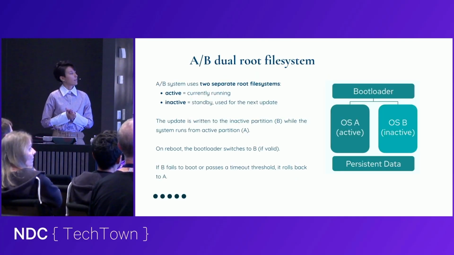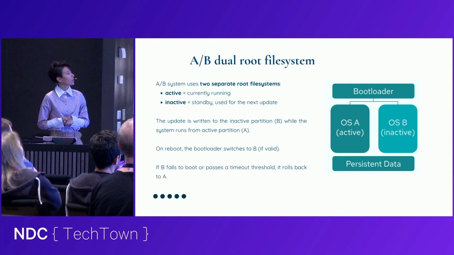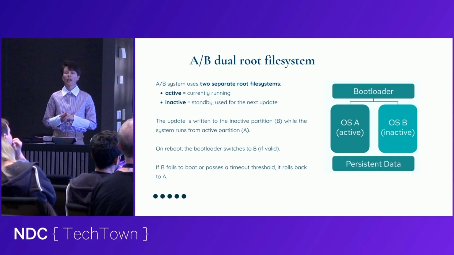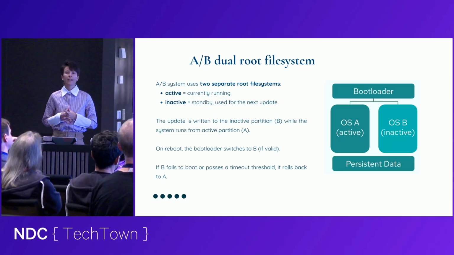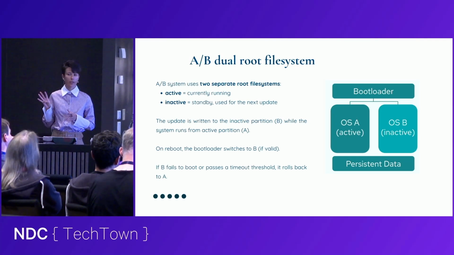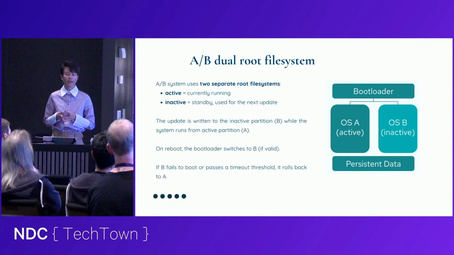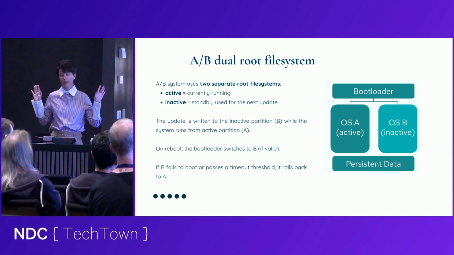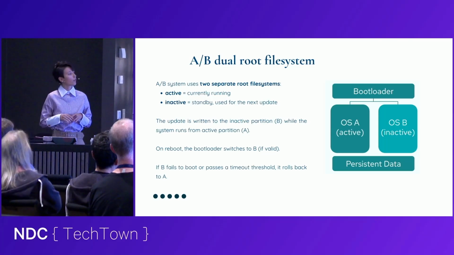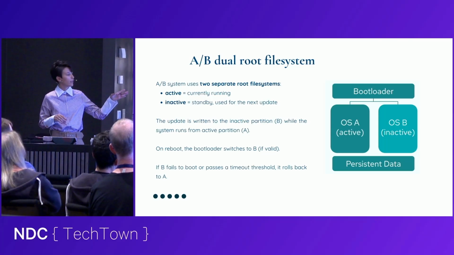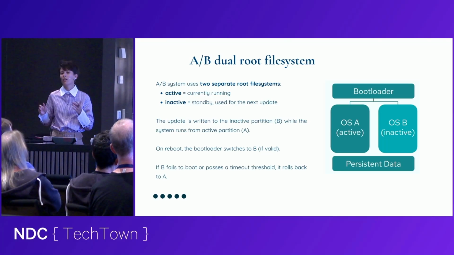A/B dual root file system is something that I mentioned when I talked about rollback. So, how does A/B work? Basically, on your device, you would have, for example, 4 partitions. It does not have to be, it can be more of them. But when you have A/B, you need to have 2 root file systems. One is A, one is B. One will be active, the other one will be inactive at that moment. The last 2 partitions are, for example, for the bootloader, and the 4th one can be for persistent data, which stays persistent across all of the updates.